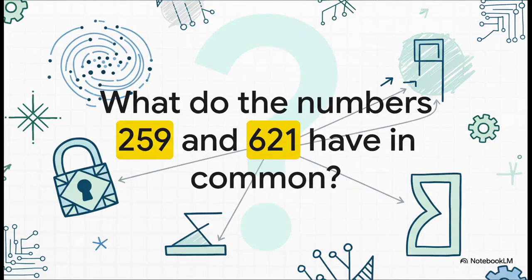So, let's start off with a little puzzle. Take a look at these two numbers, 259 and 621. What do they have in common? At first glance, they seem totally random, right? But they share this hidden connection, and finding it, well, that's our first step to understanding how modern cryptography really works.